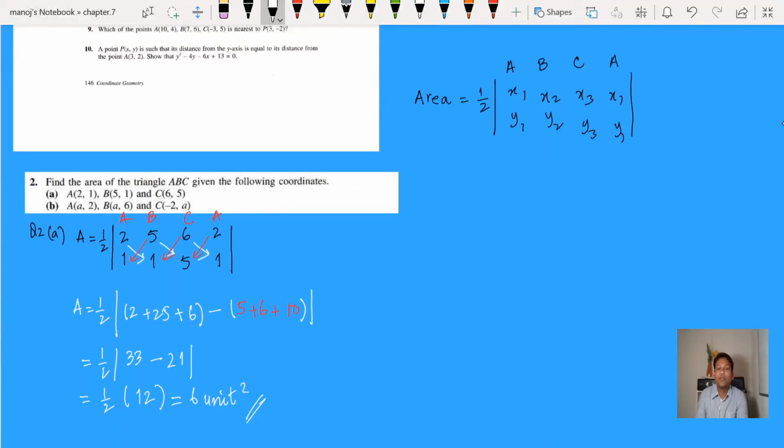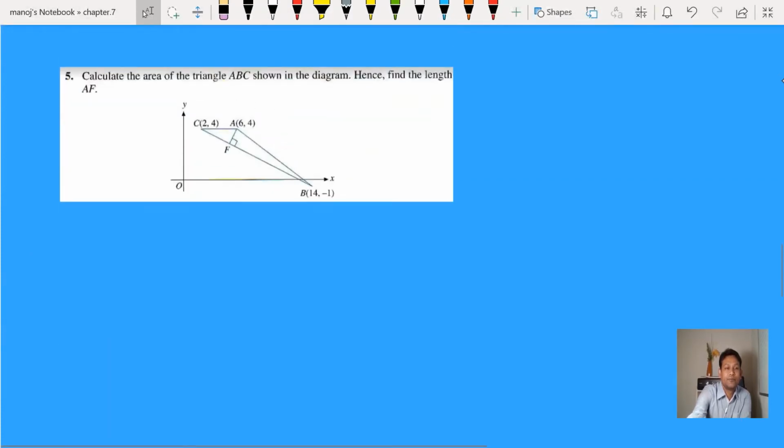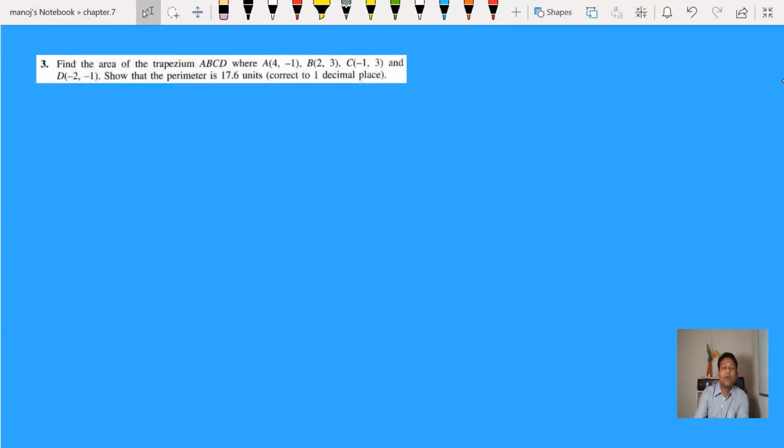Even you can find the area of four-sided figures, when four corners or vertices are given, even five. All the closed figures you can use this formula. Okay, so we have done it. Moving to next part, question number 3. In question number 3, we are required to find the area of the trapezium.